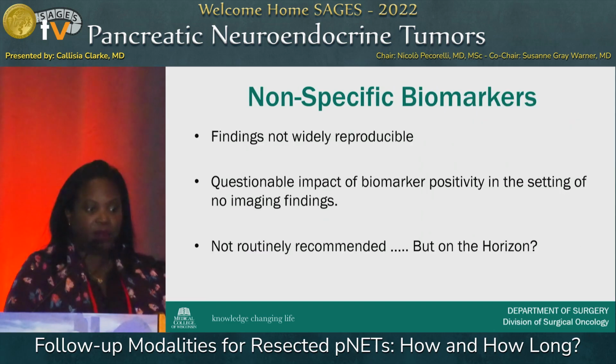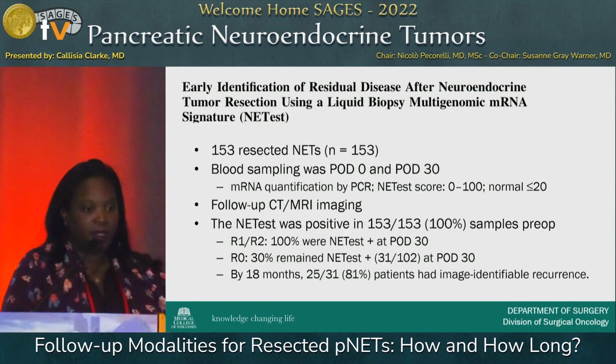But unfortunately, that really didn't pan out when we expanded these to other disease centers. And so I think in general, chromogranin A is nonspecific. It's quite promiscuous. And at this point, we don't routinely recommend it. But there are some new biomarkers on the horizon. So I'm going to briefly talk about the NET test.